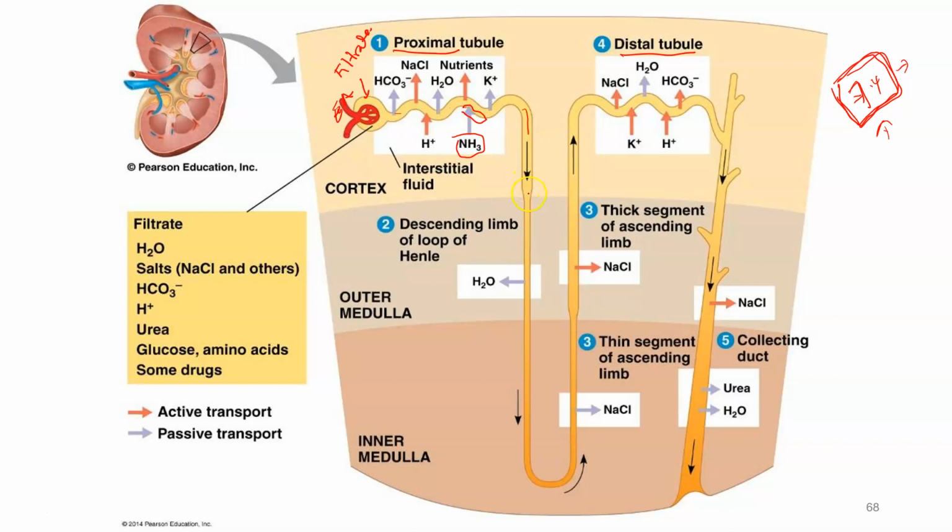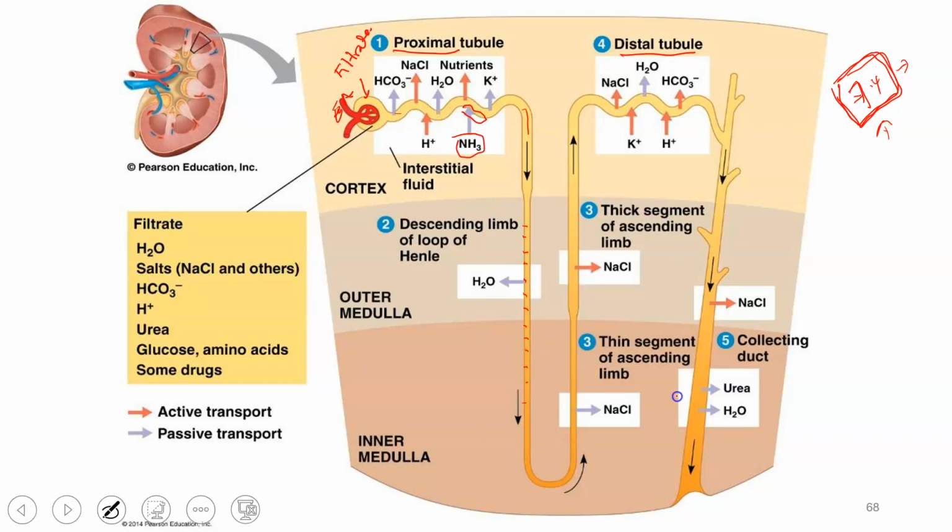Okay, so and then after that, the filtrate will go down the loop of Henle, okay, and then in the descending limb of the loop of Henle hanya akan berlaku reabsorption of water, because in the descending limb of the loop of Henle there will be many aquaporins. Okay, so the presence of these aquaporins will help in the reabsorption of water.